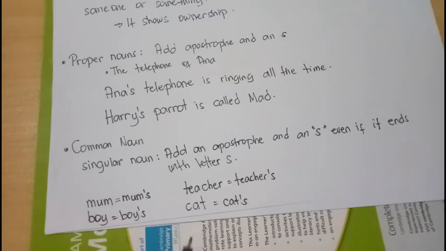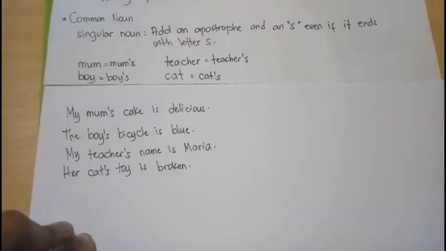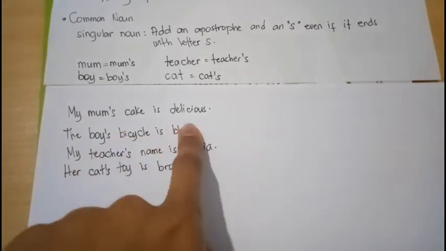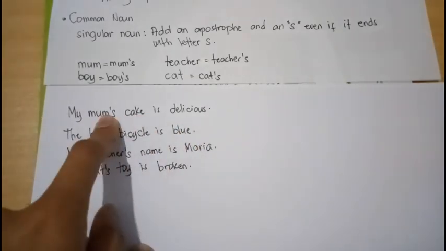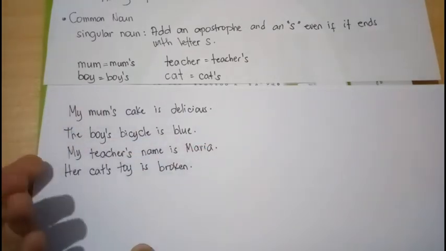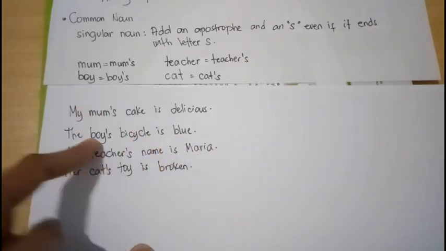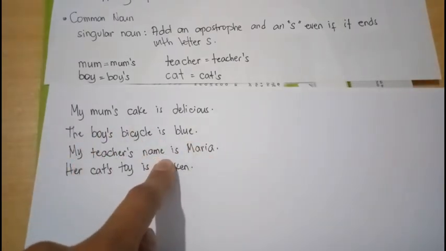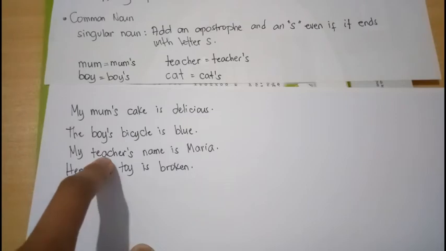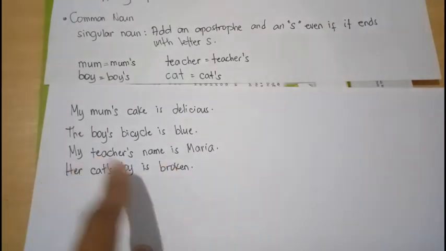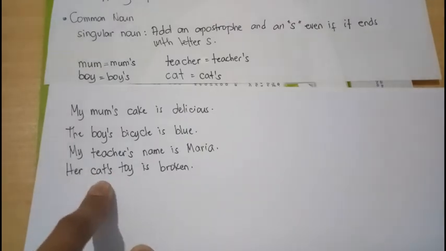I will use them in sentences so that you will see the difference. This is how they look in a sentence. My mom's cake is delicious. Who owns the cake? Mom's. The boy's bicycle is blue. Who owns the bicycle? The boy owns the bicycle. My teacher's name is Maria. Whose name is that? It belongs to my teacher. Her cat's toy is broken. Whose toy was it? It's the cat's toy.